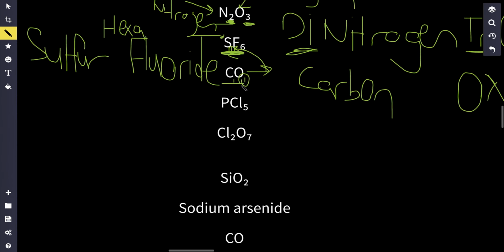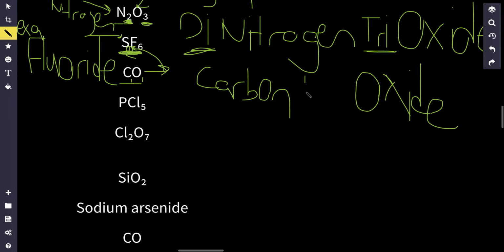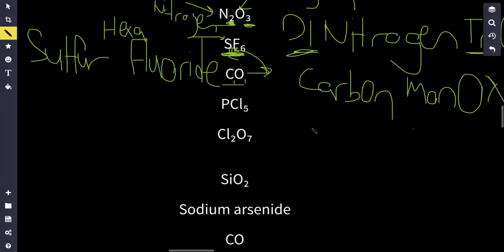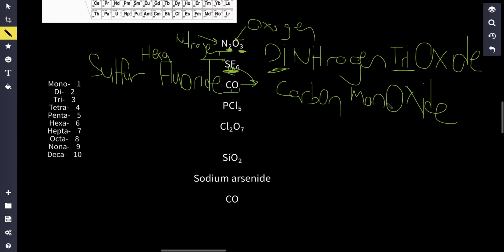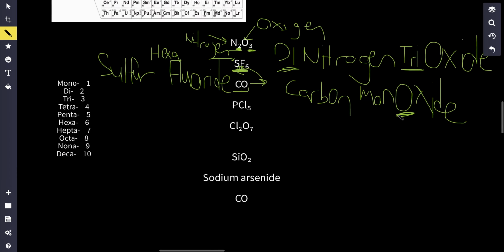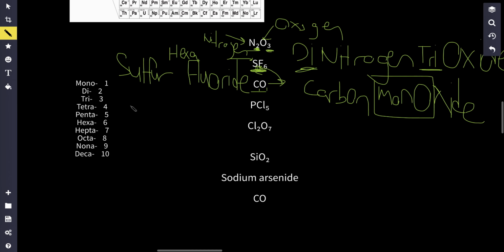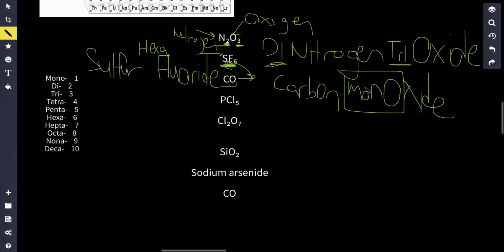Now there's only 1 oxygen, and it's in the second atom. So we put a mono in the front. In this case, we can just put a mon because oxygen starts with O, so it already makes mono, right? So we actually don't have to put a mono oxide, right? We just put a mon oxide.